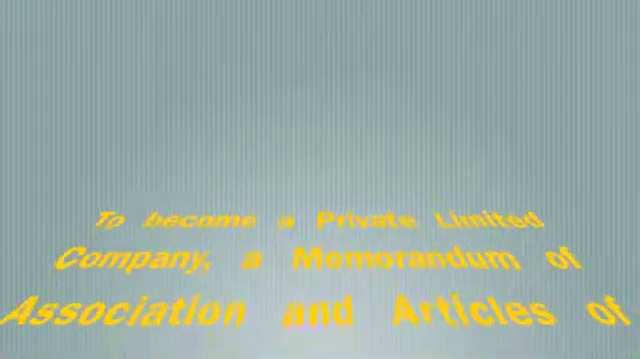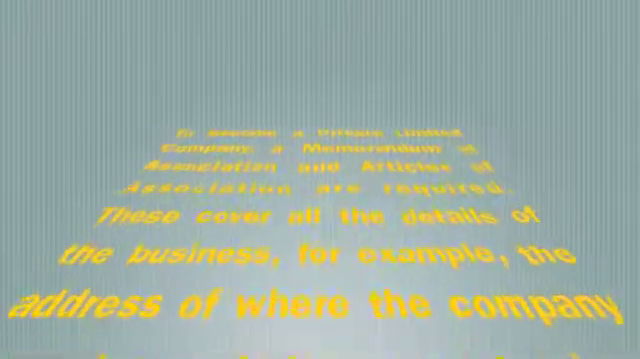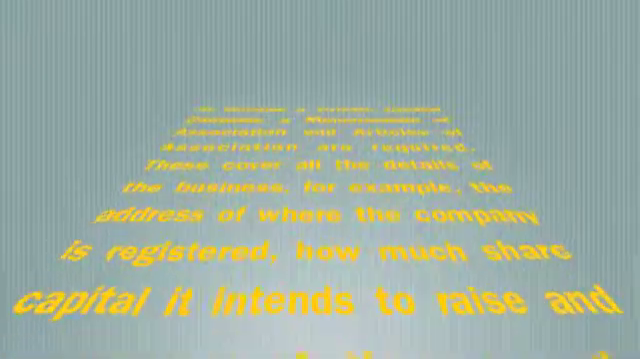And lastly, to become a private limited company, you need legal documents. These include Memorandum of Association, Articles of Association, and Certificate of Incorporation. Memorandum of Association includes the name of the business, the type of the business, the address where the company is registered, and how much capital it intends to raise. Articles of Association would tell about the salaries of directors and so on. The Certificate of Incorporation allows you to start trading after all paperwork is done.